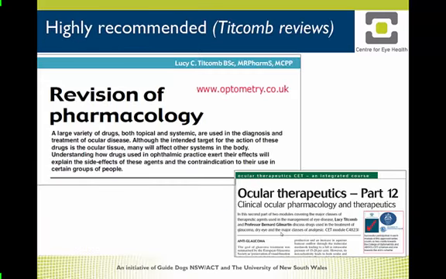I would strongly recommend that Kitcombe has provided a series of basic pharmacological reviews that you can download. They're freely available on the net, and they cover a whole range from basic pharmacology to clinical pharmacology.